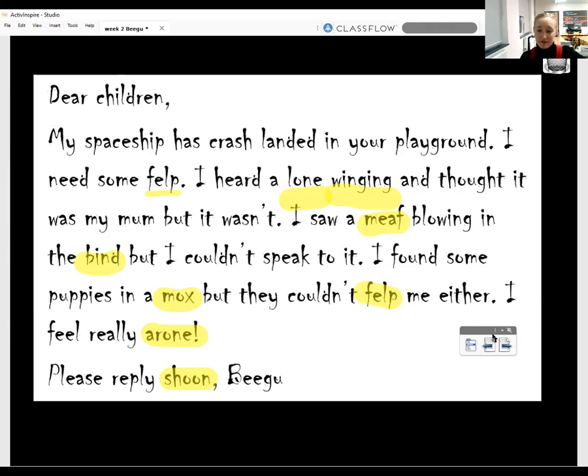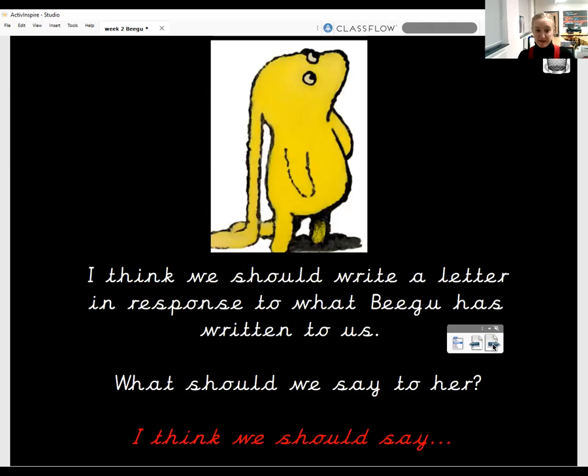Bigu sounds really confused, doesn't she? I think she's trying to speak in English words, but her alien words are starting to come through a bit. But she's also asking for lots of help because she feels really lonely because she's got nobody to talk to. Oh, I don't know about you, but that is making me feel very sad and very depressed on this Tuesday.